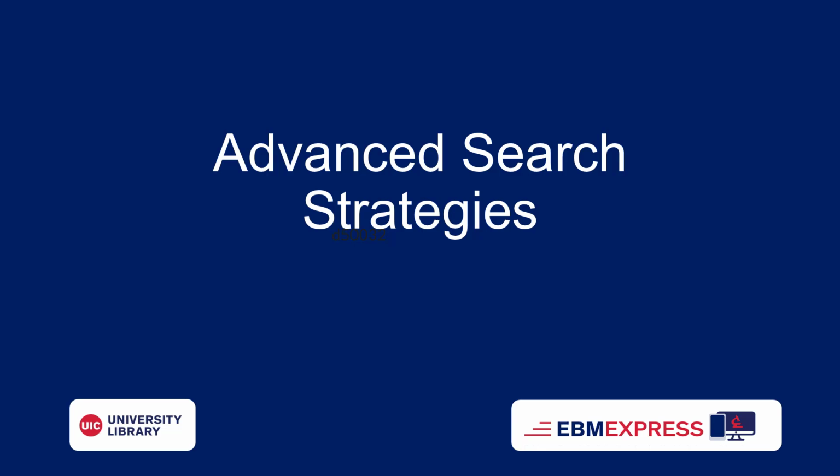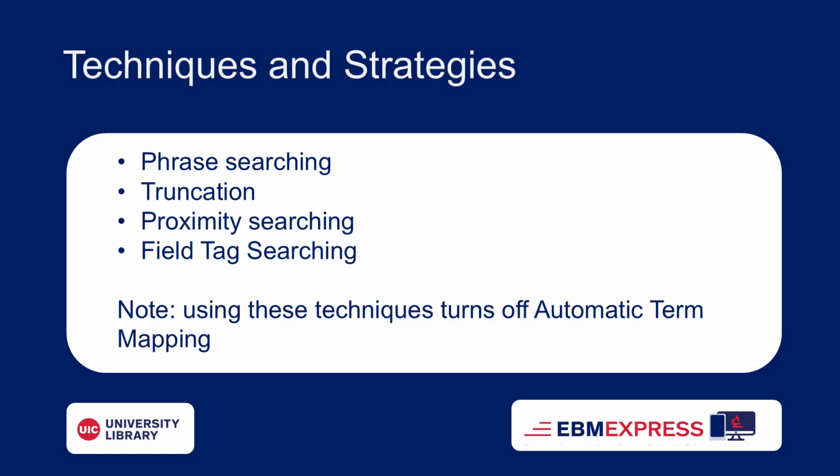In previous modules, you have learned how to begin a search from the PubMed homepage. Now we will start with the advanced search screen. We will cover phrase searching, truncation, proximity searching, and field tag searching. Please note that using any of these techniques will turn off the automatic term mapping feature in PubMed. Automatic term mapping means that the search terms you enter into the search box are automatically mapped to MeSH terms.